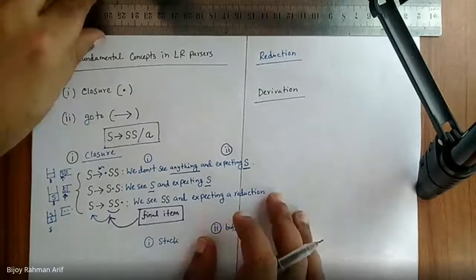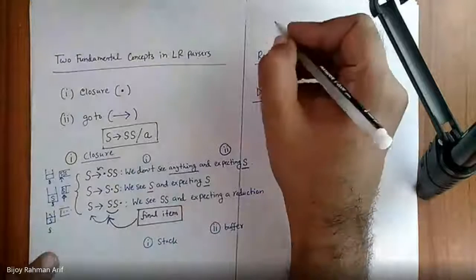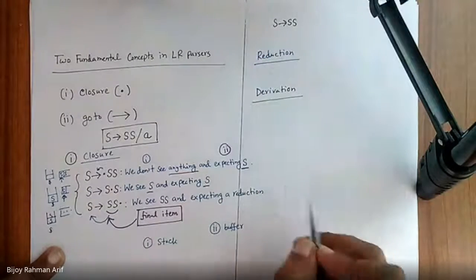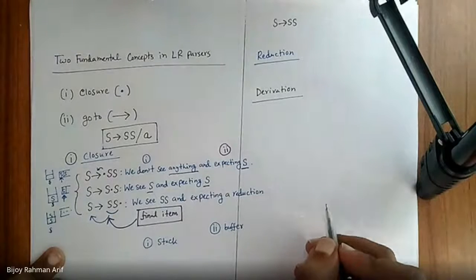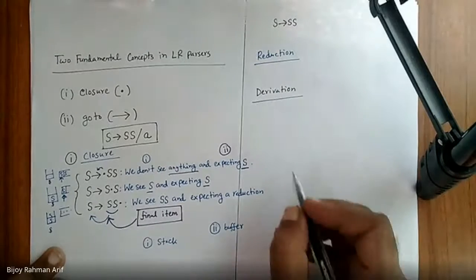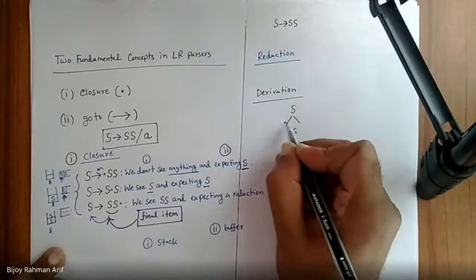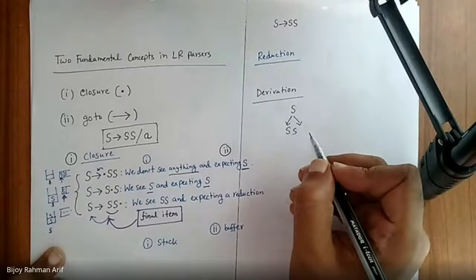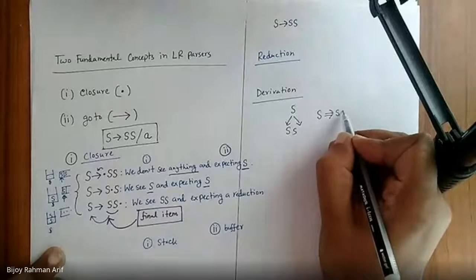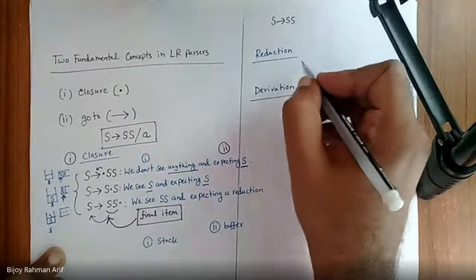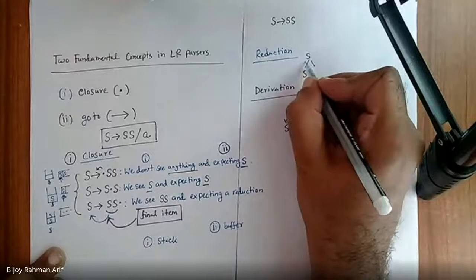If this is the product, S derives SS, then what is the derivation and what is the reduction? If S becomes double S, then this is called what? Derivation, am I right? S becomes double S. This is the derivation. The opposite is called reduction. That means we get 2 S, we convert it to single S. Am I right? Yes, sir.